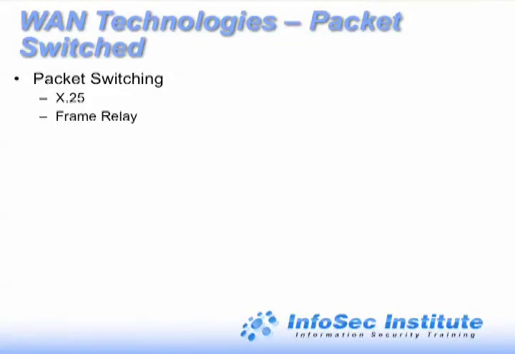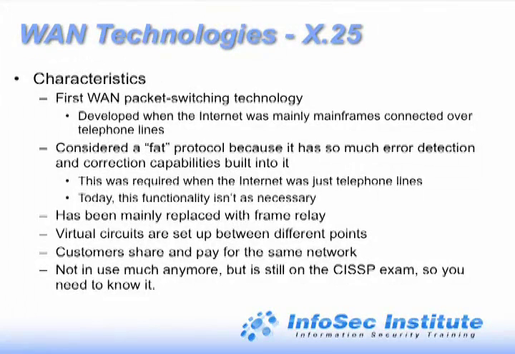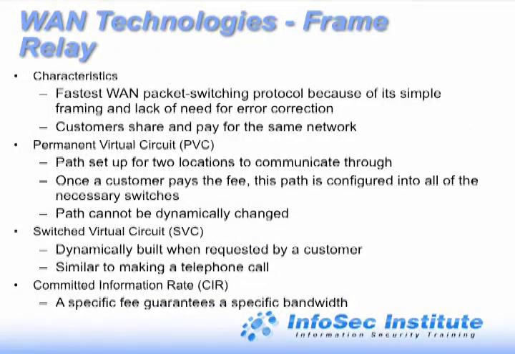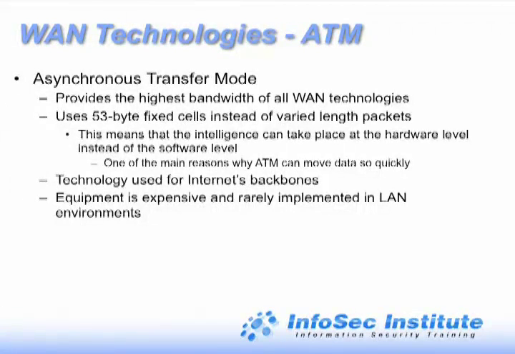Okay, packet switching, X25 and frame relay. You need to know that X25 had a bunch of error protection in it, which made it very bulky and slow, plus it was slow to begin with. With frame relay, they took a lot of that out, so it's a lot faster. PVC, SVC for switched virtual circuit, and CIR are important terms to know for frame relay. ATM uses a 53-byte fixed cell instead of varied lengths.